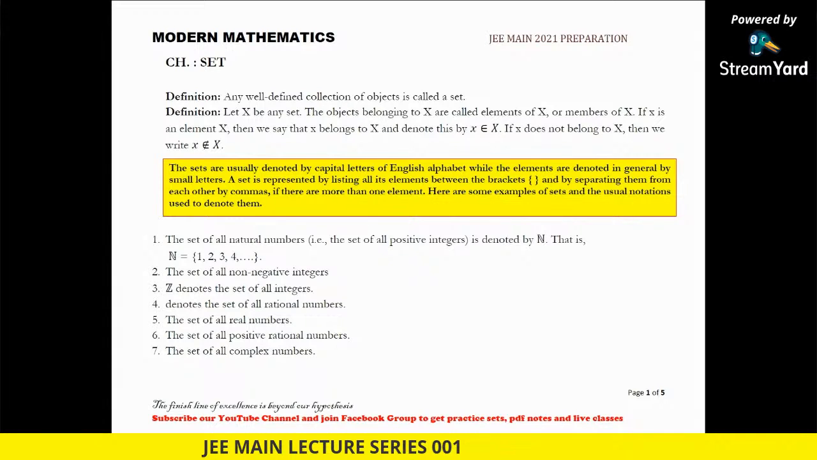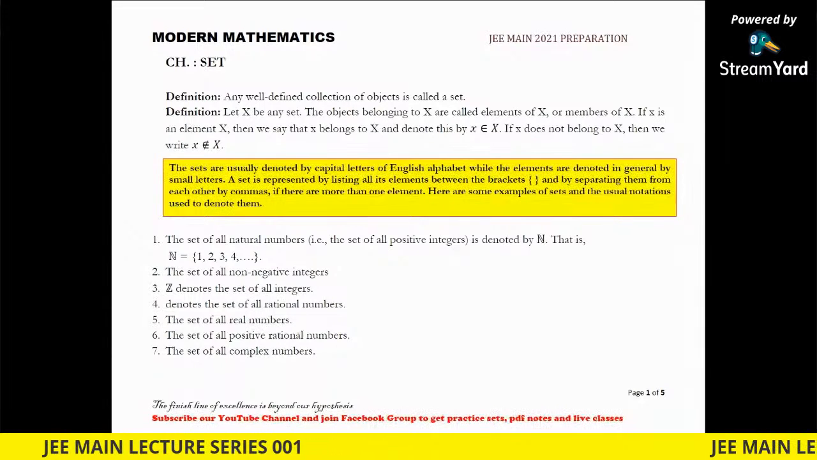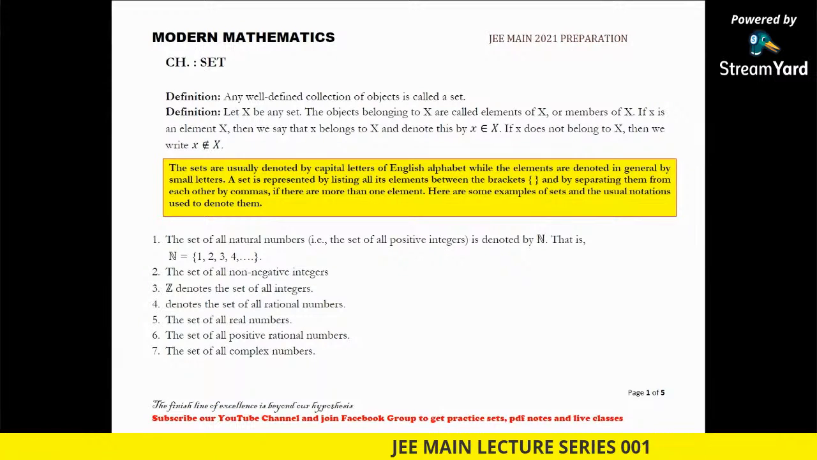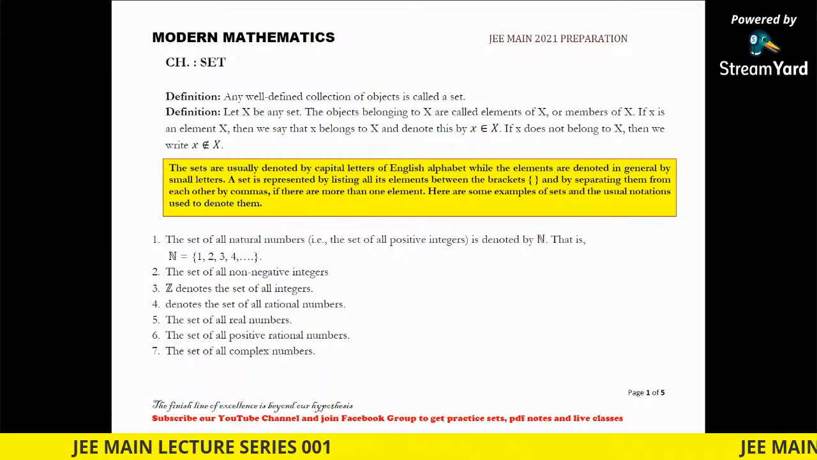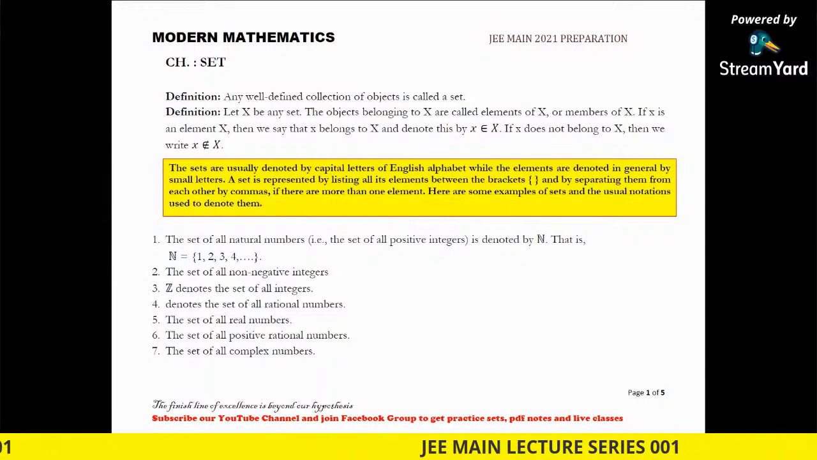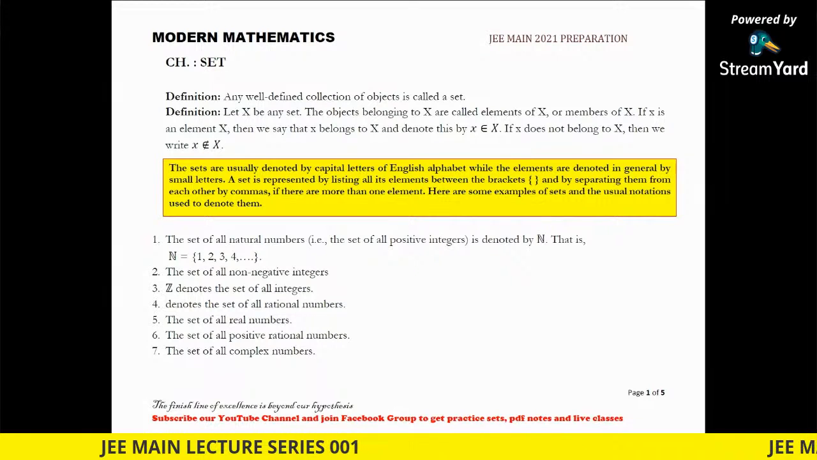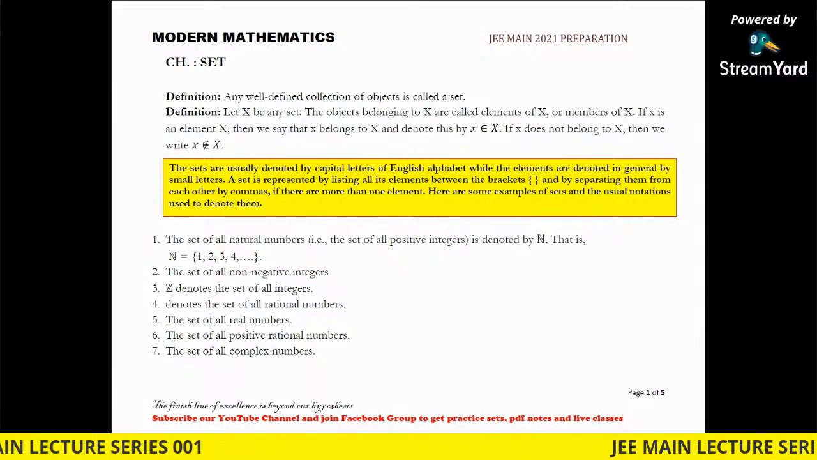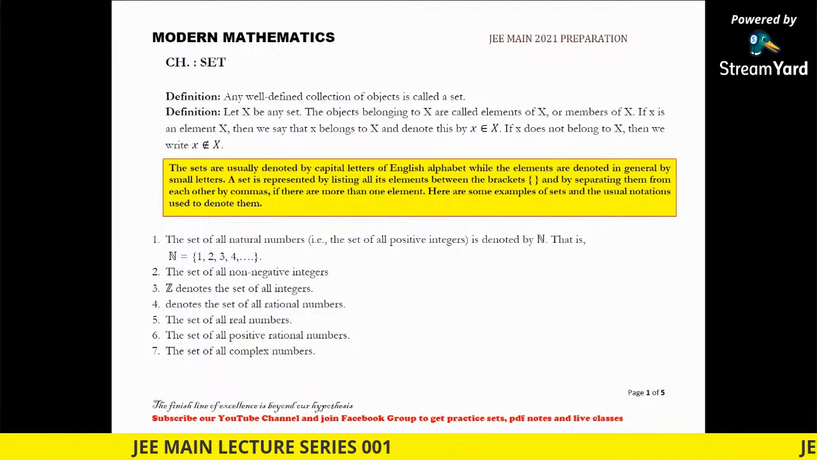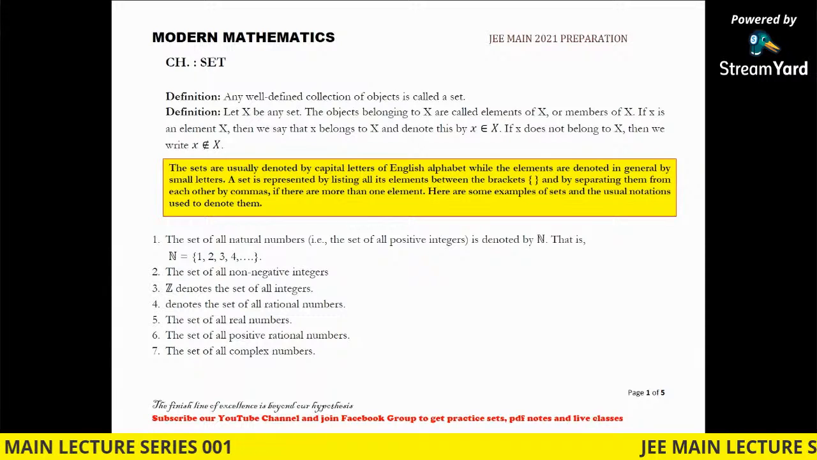The elements of a set are denoted by small letters, and sets are usually denoted by capital letters of the English alphabet. If we are going to express all the elements of the set, there are two other different methods, which we will come to in the next minute. Let's get familiar with some examples.